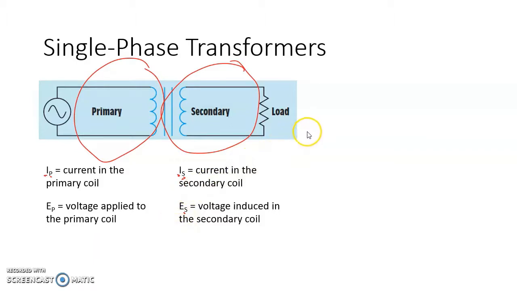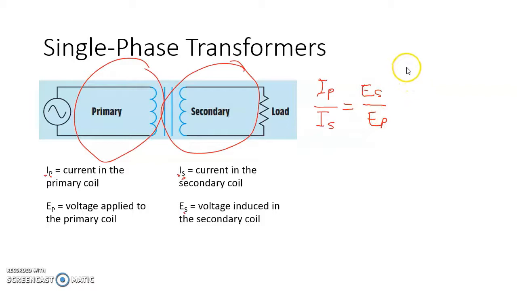And that brings us to our next equation. The ratio of primary current to secondary current equals the ratio of the secondary voltage over the primary voltage.